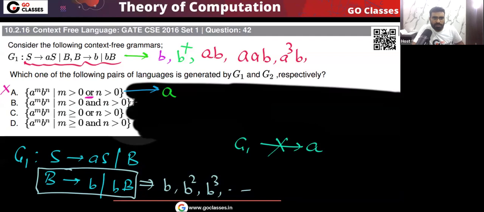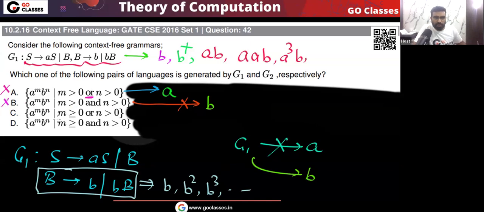Option B is also gone, because from option B you can never generate B. Yes or no? Look at option B. In option B, can I generate B? Tell me. Because m is greater than 0, I must have m greater than 0. So I can never generate this string B, but it is generated from G1. G1 can generate the string B, so option B is also gone.